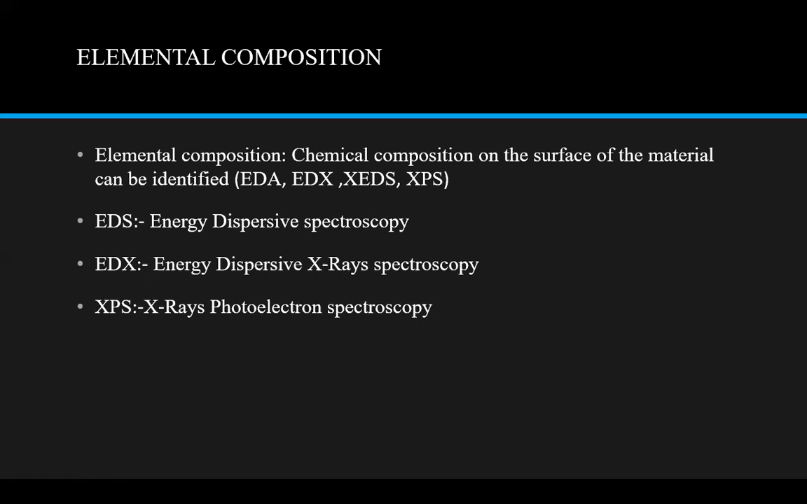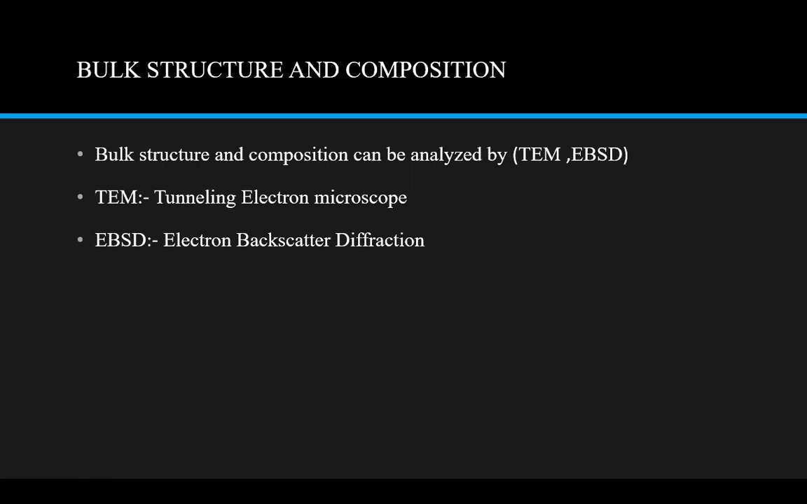And the last part of material characterization that can be identified is bulk structure and composition. Bulk structure and composition are analyzed by TEM and EBSD. TEM is abbreviated as transmission electron microscopy. EBSD is abbreviated as electron backscatter diffraction.